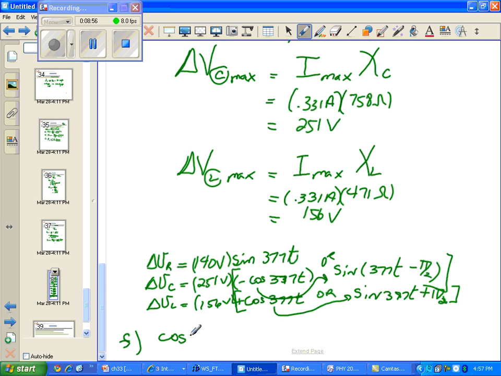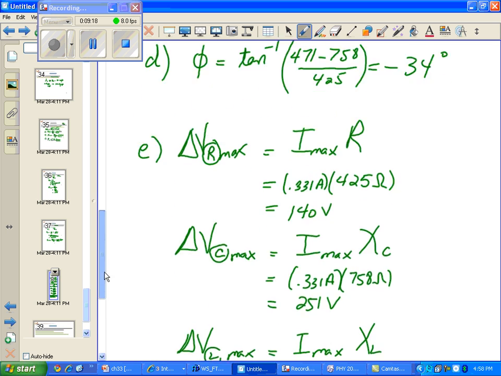So I think I'm going to have to go up and find a little bit of empty space there. The cosine of phi, well, of course, phi is minus 34 degrees, so the cosine of minus 34 degrees is equal to 0.829. That is the power factor. Last, we're asked to calculate the average power consumed in the circuit.